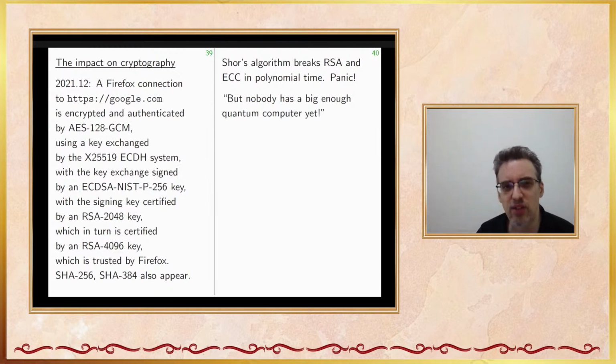IBM's 127 qubits, those are noisy qubits, and it's not enough qubits anyway. And we'll see later how many noisy qubits you would actually need. IBM says it's going to get to 400 next year and 1,000 the year after that, but they will have to go much farther to run Shor's algorithm. We'll quantify that in a few minutes.